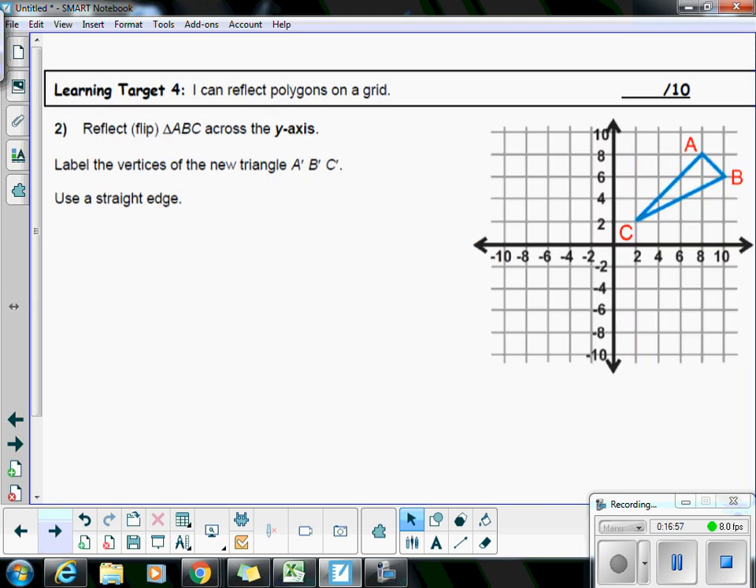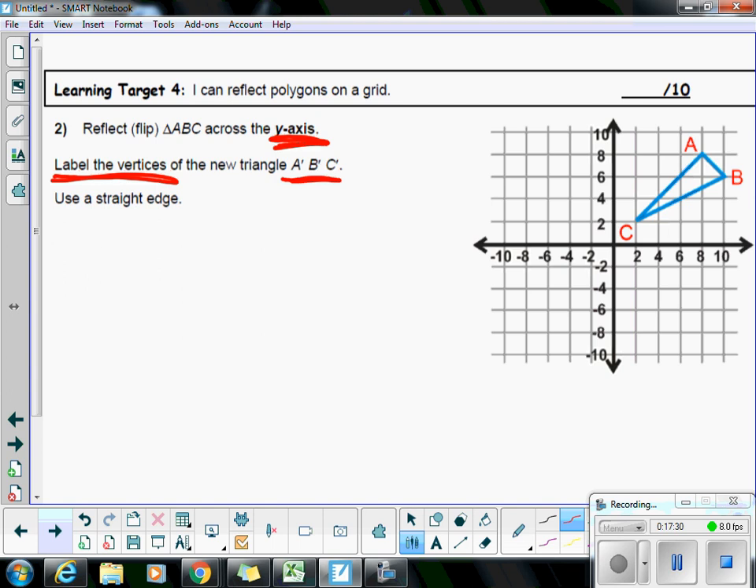All right, now we get into our geometry. So first, the learning target is I can reflect polygons on a grid. So it says reflect or flip triangle ABC across the y-axis. Make sure we know which one is the y. We have to label the vertices of the new triangle A prime, B prime, C prime, and we should use a straight edge. Now, I can't use a straight edge on the smartboard, so I'm going to do my best, but make sure you're using a straight edge on the test or when you're practicing.